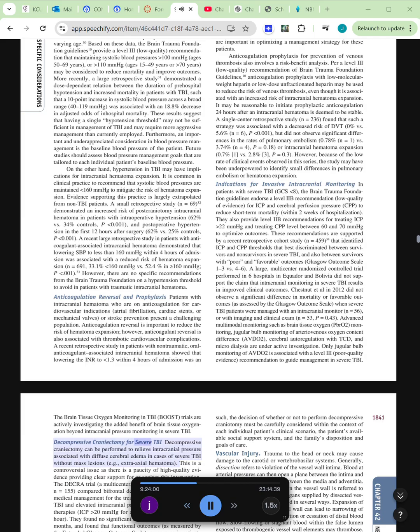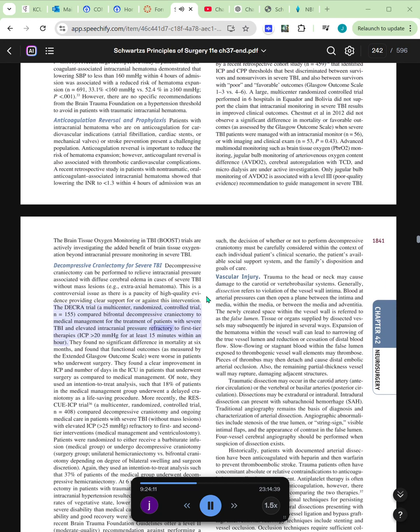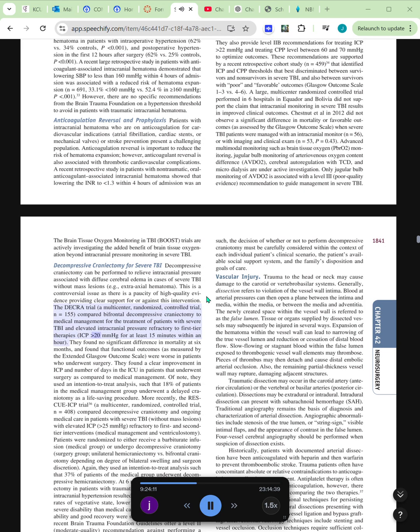Decompressive craniectomy. For severe TBI, decompressive craniectomy can be performed to relieve intracranial pressure associated with diffuse cerebral edema in cases of severe TBI without mass lesions, e.g., extraaxial hematoma. This is a controversial issue as there is a paucity of high-quality evidence providing clear support for or against this intervention. The DECRA trial, a multi-center randomized controlled trial (n=155), compared bifrontal decompressive craniectomy to medical management for the treatment of patients with severe TBI and elevated intracranial pressure refractory to first-tier therapies, ICP greater than 20 mmHg for at least 15 minutes within an hour.